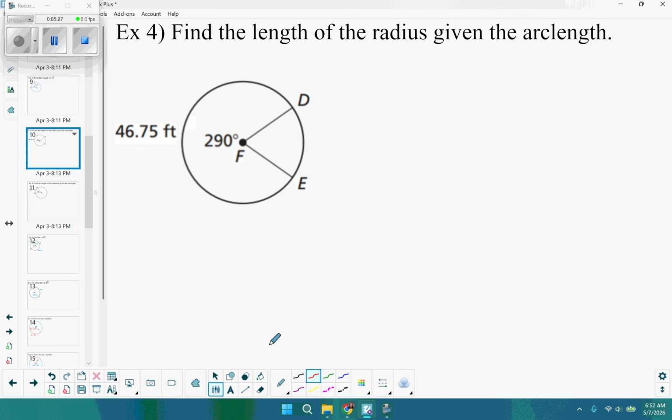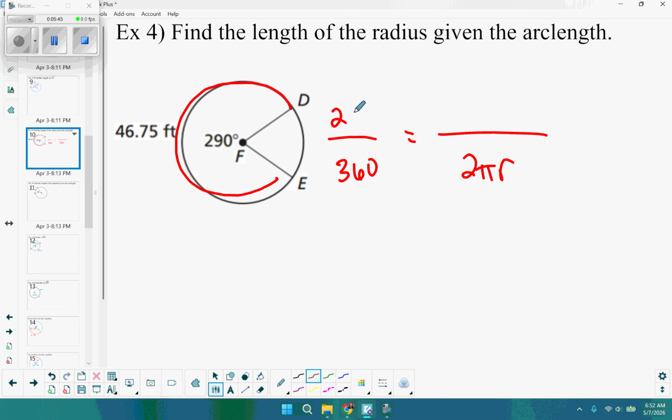For example 4, we want to find the length of the radius. So in our formula, the 2 pi r, I'm going to put 2 pi r on the bottom there because r is what I'm looking for. So that means I do know the number of degrees of the arc, which this arc is what's being given to us. So 290. And this 46.75 feet is the length. That's why it's on the outside here. So that's going to go up here in the length spot.